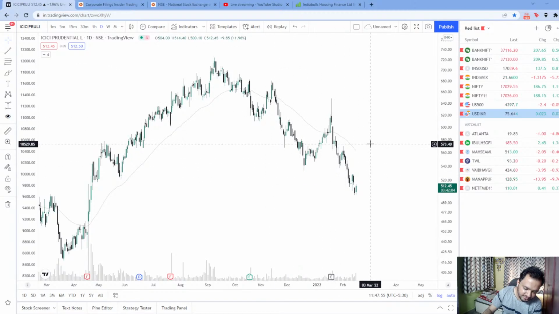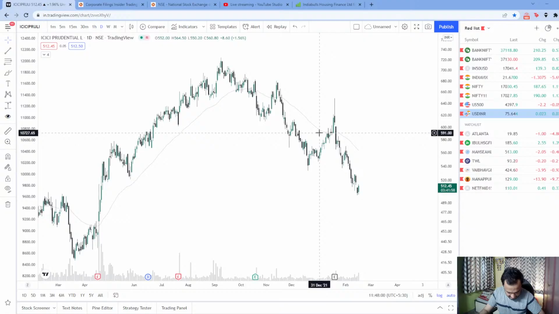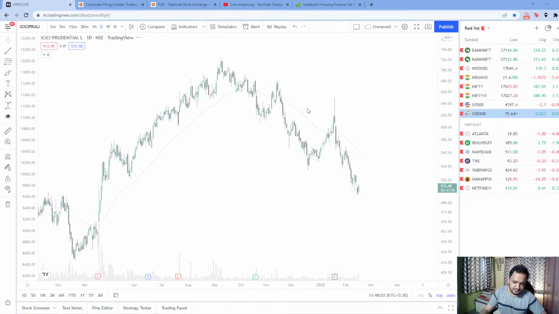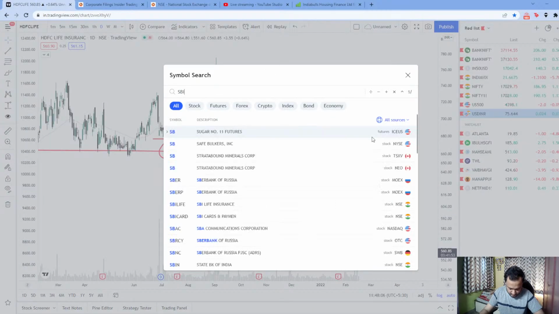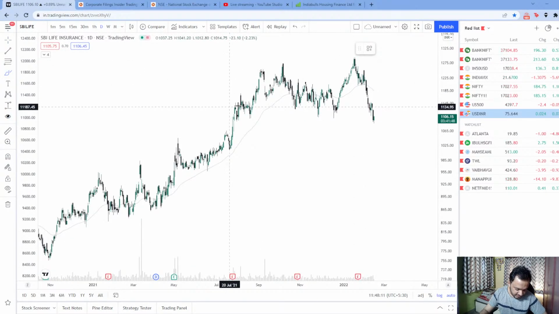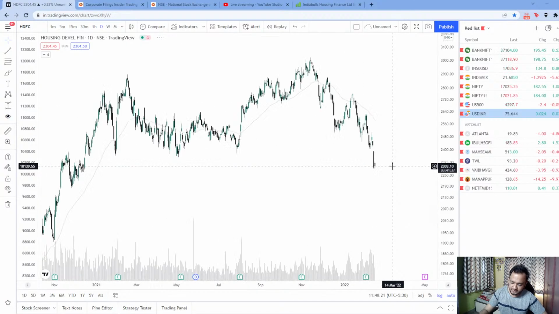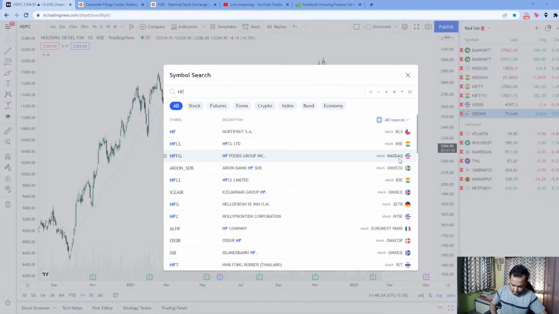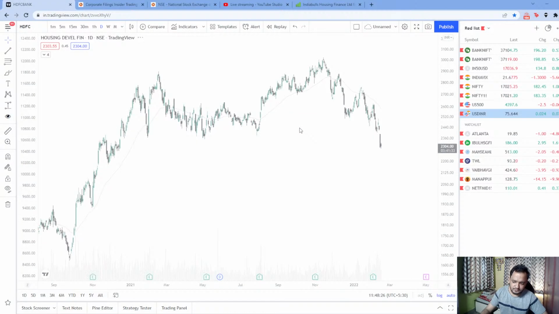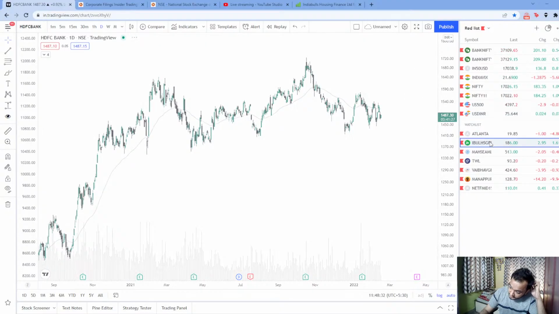ICICI Pru Life, don't buy this. See, the entire sector of life insurance has started to fall in this area. ICICI Life, SDFC Life. I think SBI Life is the only one which is outperforming. So if you have to buy any life insurance, the chart is clearly telling you to buy SBI Life. Don't buy SDFC stocks. It's not even up today as well. SDFC group as a whole is underperforming.